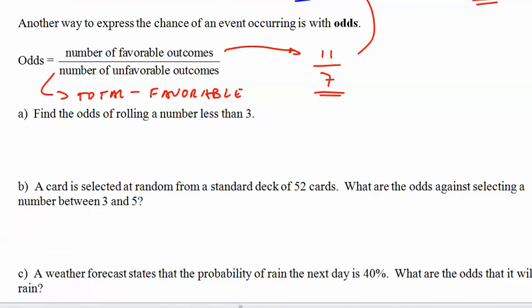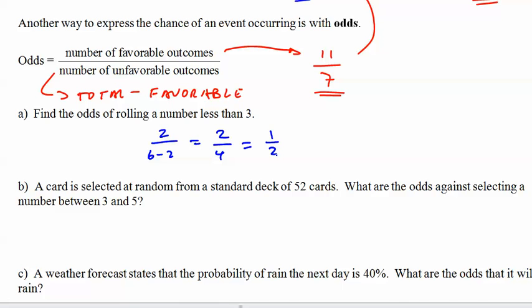So find the odds of rolling a number less than 3. Well, there's 6 total. Less than 3, there's 2 of them. So over 6 minus 2 is 2 over 4. Odds are 1 out of 2. Now, what does that mean? That's a good question. You have to think about it.